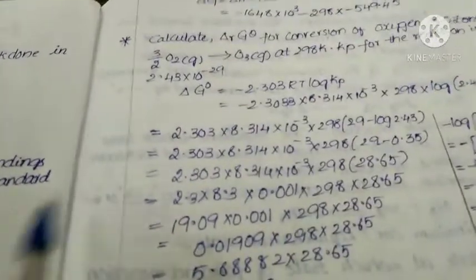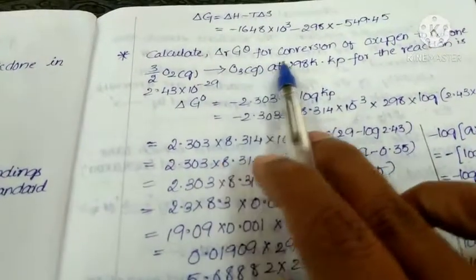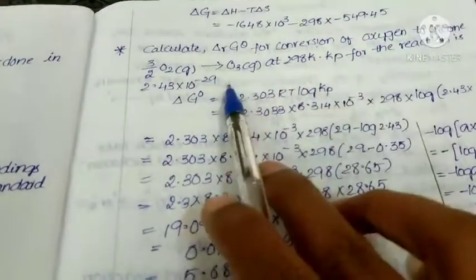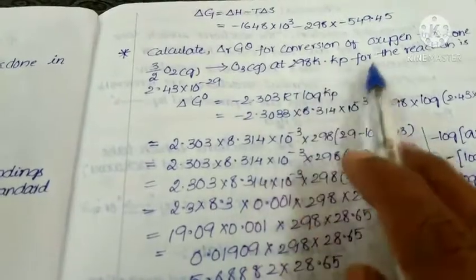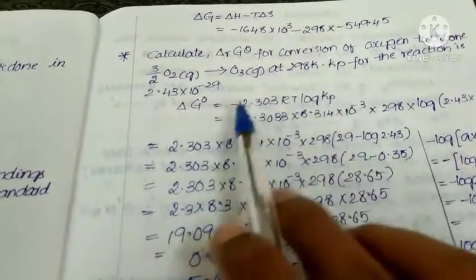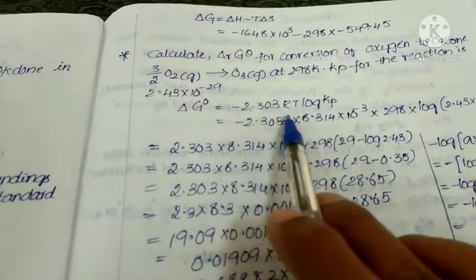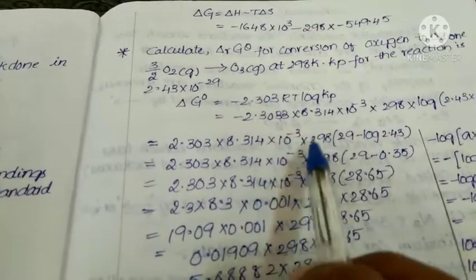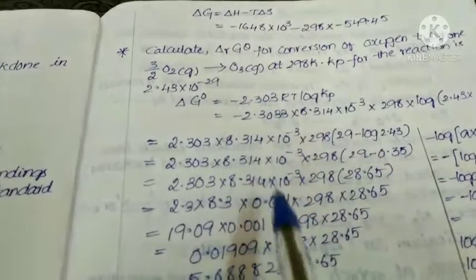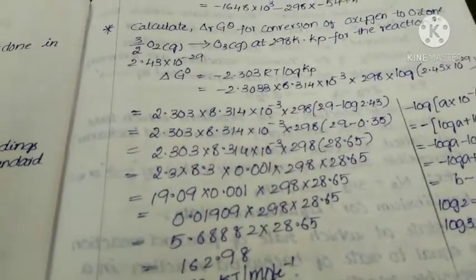Next, one more question: calculate delta G naught for the reaction of conversion of oxygen to ozone at 298 Kelvin. Kp for the reaction is given. We have to find delta G naught. Delta G naught equal to minus 2.303 RT log Kp. If you substitute the Kp value directly, then you get a value. This is the way to solve such types of questions.